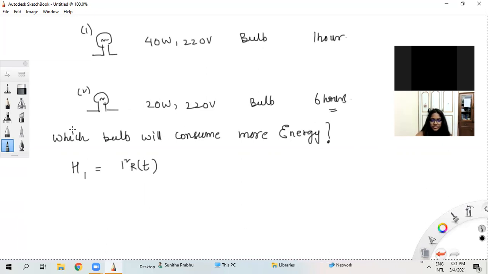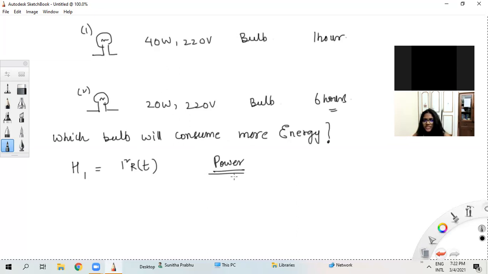You're able to understand, no? That is the difference between power and heat. Heat is dependent on time. How much time you're keeping your geyser on, how much time you're keeping your light bulb on. Whereas if I talk to you about power, which bulb is going to consume more power? What is your answer?